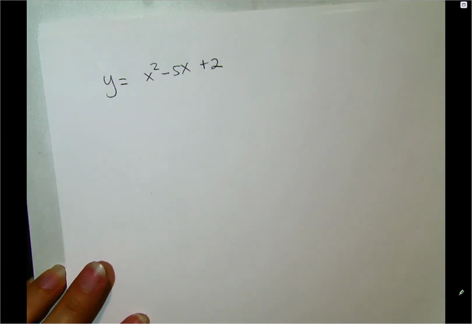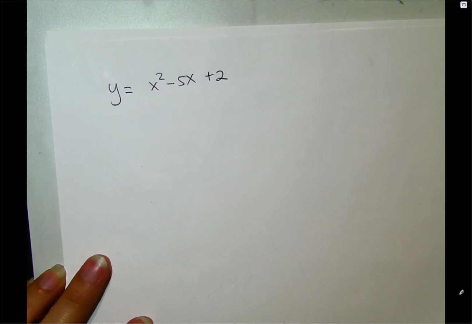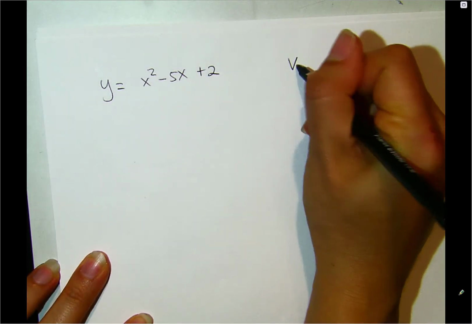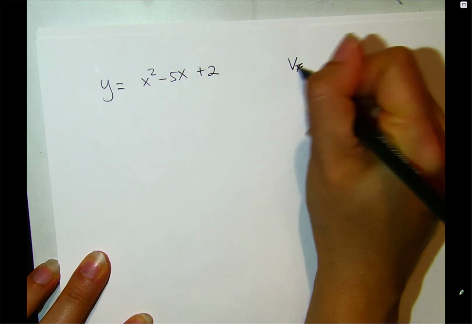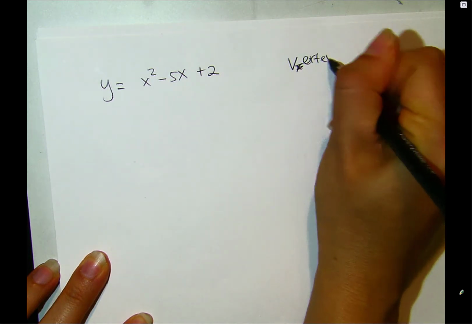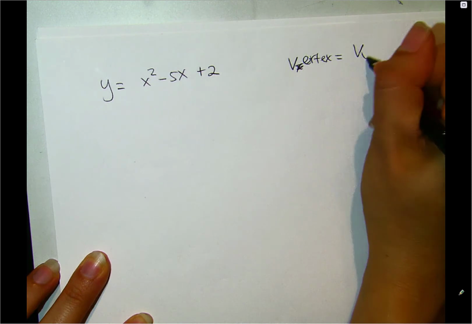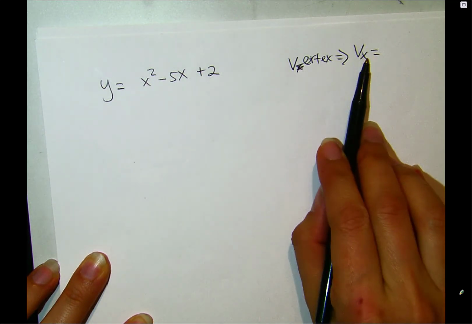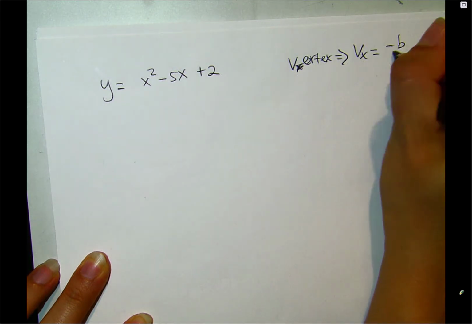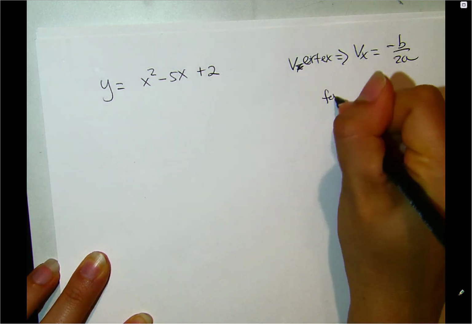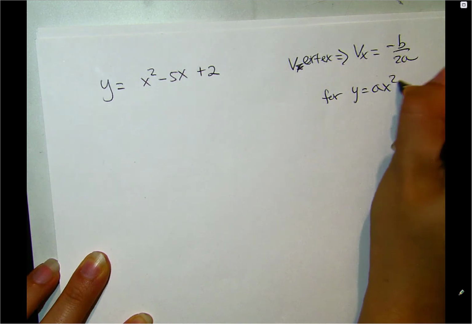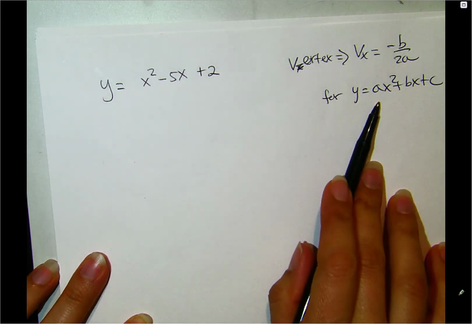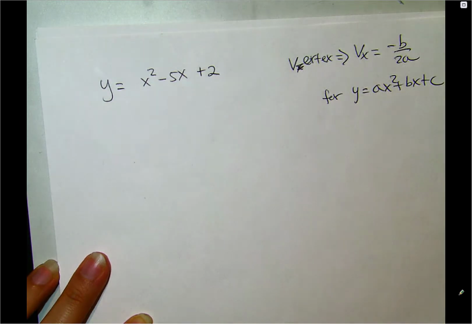If I want to find the vertex of this, there is a shortcut, and I showed you guys last time. The shortcut is the vertex is the x-coordinate. I usually denote it like that, V sub x, for the x-coordinate of the vertex, is minus b over 2a for ax squared plus bx plus c. So we'll do it first by completing the square, and then I'll show you how you can use that to get the same thing.